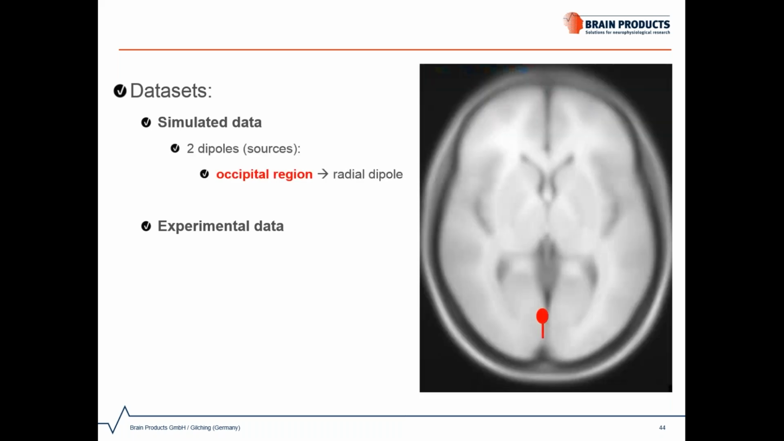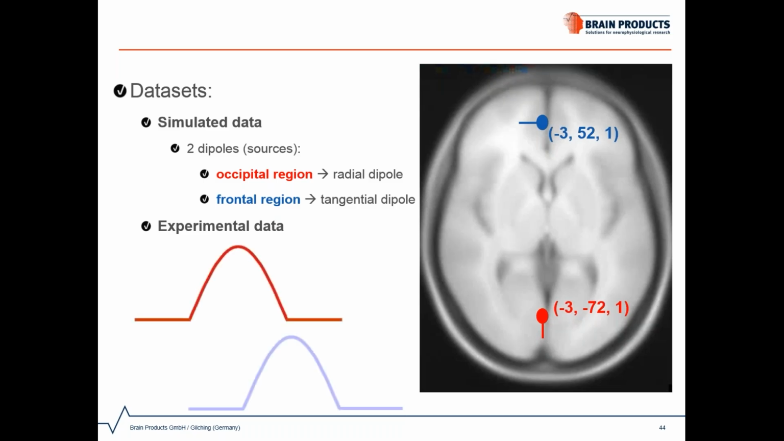The first source is simulated by placing a radial dipole in the occipital area, which is perpendicular to the scalp, and it was sitting at -3 in the x direction, -72 in the y direction, and 1 in the z direction of the MNI coordinate system. And the second source is simulated by placing a tangential dipole in the frontal area, which is parallel to the scalp, and it was sitting at -3, 52, and 1 for the x, y, and z directions. Both sources have their own independent waveform of similar amplitude, and they were separated by 90 milliseconds.